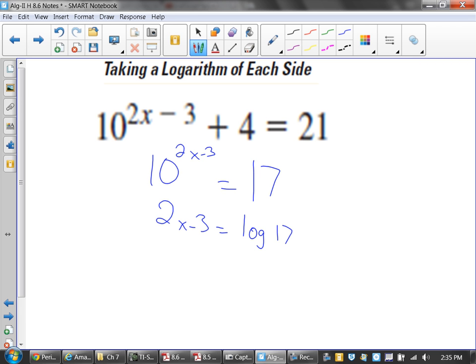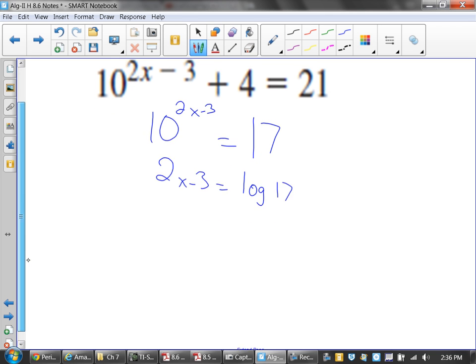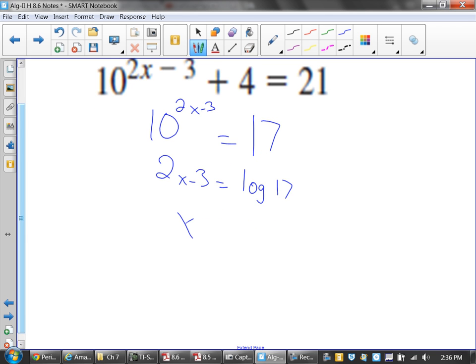Now, again, the log of 17 is just going to be some crummy decimal. I still need to solve for x, so what do I have to do to move the rest of the stuff over? Add 3 divided by 2. Add 3 and divide by 2. I know that my final result is going to be x is going to equal log of 17 plus 3 all over 2. What do I have to be very cautious about when I type that numerator in?